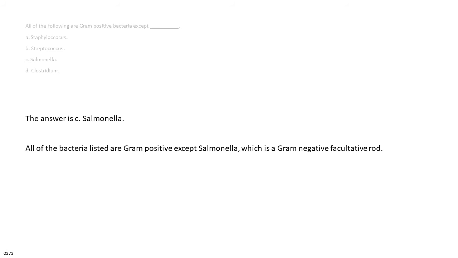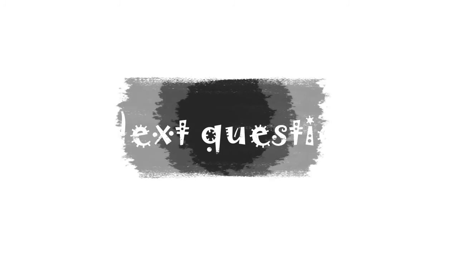The answer is C. Salmonella. All of the bacteria listed are gram-positive except Salmonella, which is a gram-negative facultative rod.